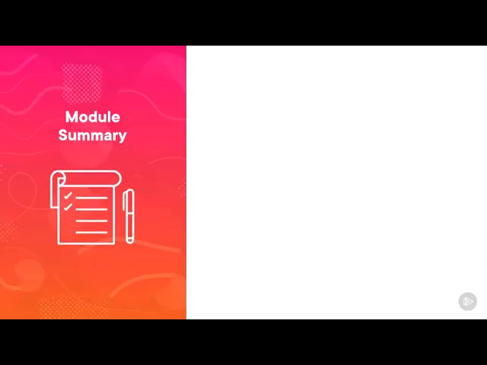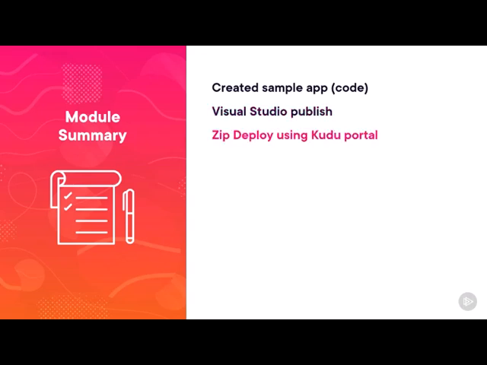In this module, you learned about ways to publish code and containers to Azure App Service. First, we created a sample application in Visual Studio. Then we used the publish features of Visual Studio to upload the code to an app service. Then you saw how to zip up the application files and deploy them using the Kudu portal. Next, you learned how to deploy the zip file so the app service can mount it and run the code right from the zip file.